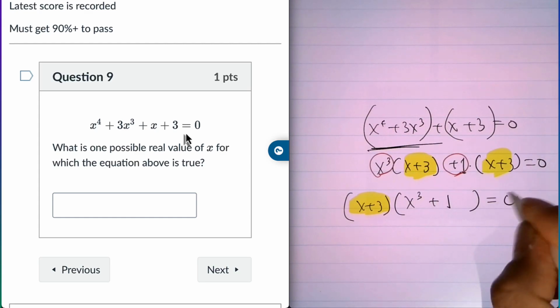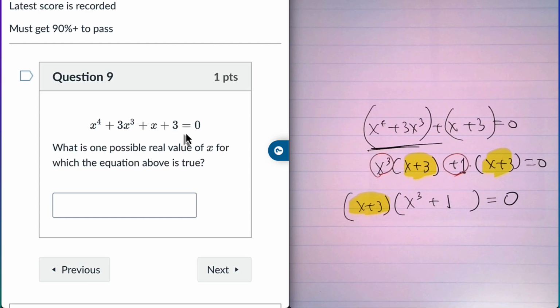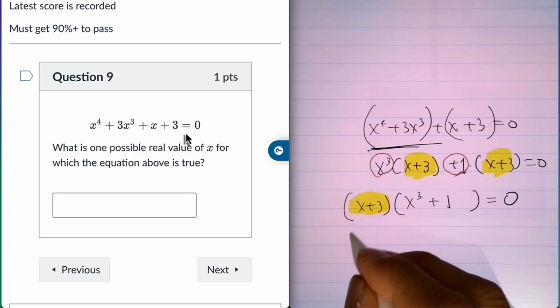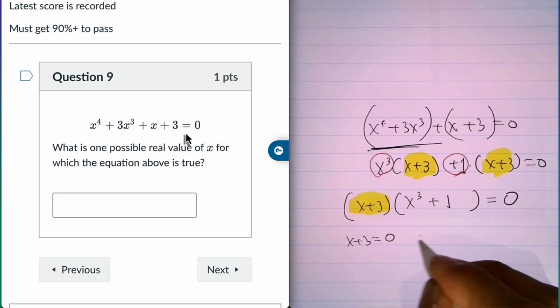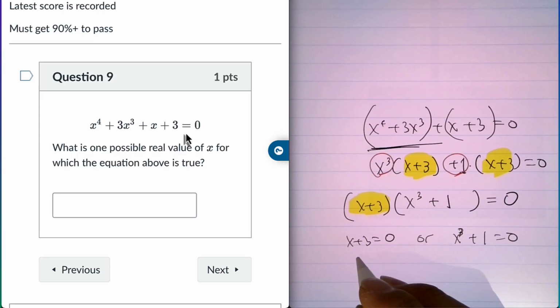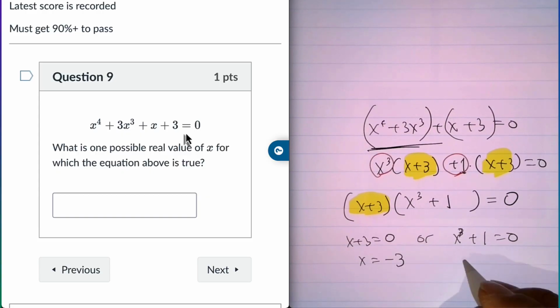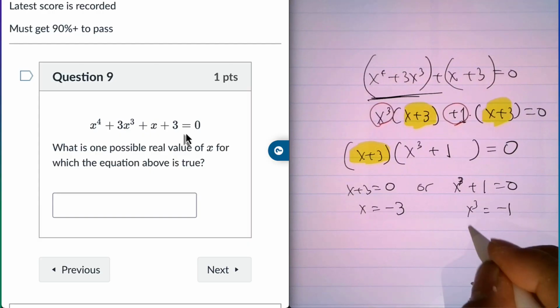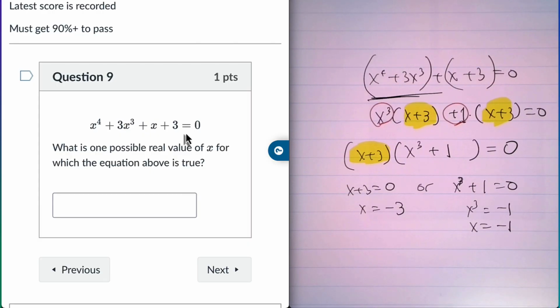And when you set that equal to 0, now we can apply the zero product property. So here, x plus 3 can equal 0 or x cubed plus 1 equals 0. Clearly, x can equal negative 3. And when you subtract 1 on both sides, x can only be negative 1, not a positive 1, because 1 cubed gives you positive 1. But if you have negative 1 multiplied by itself 3 times, then you get negative 1. So x equals negative 1.